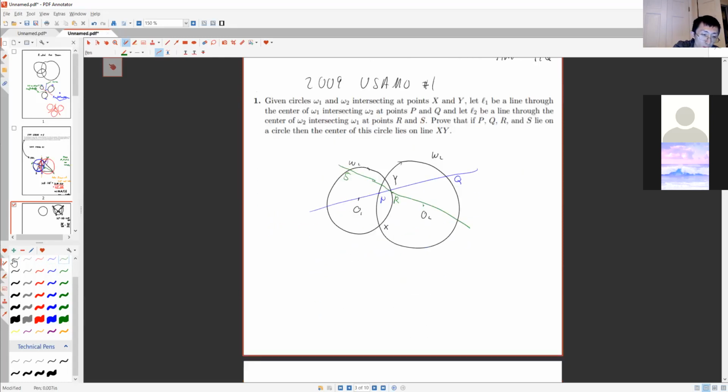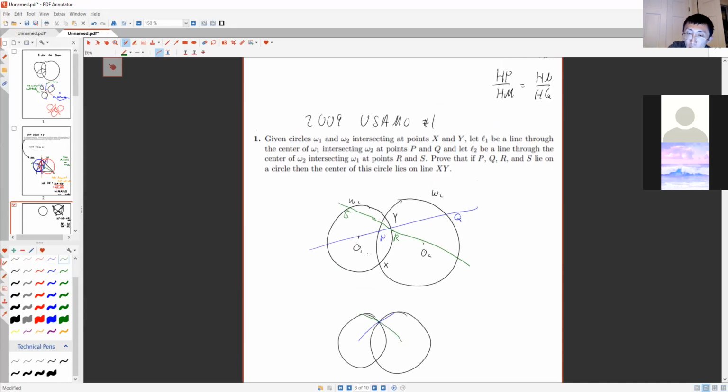Maybe there could be a slightly different configuration where they're like this, but let's not worry about that. It shouldn't really matter. So yeah, anyone have any thoughts?